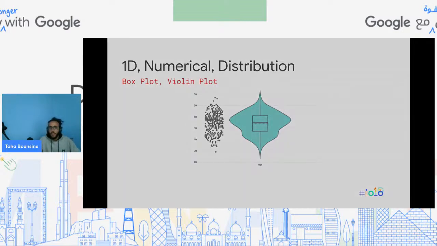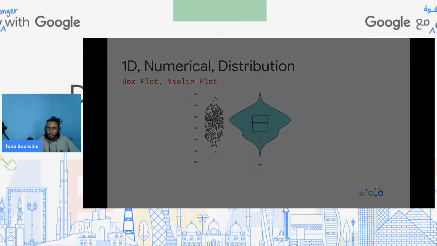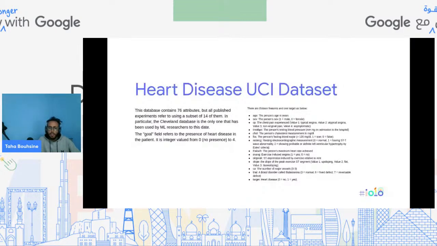So, okay, let's see an example of this. We will look at this data set, which is the heart disease UCI data set from Kaggle, which has about 14 features. The goal field in this data set refers to the presence of a heart disease in a patient or not. You can find it on Kaggle. I will send you the link later in this session.